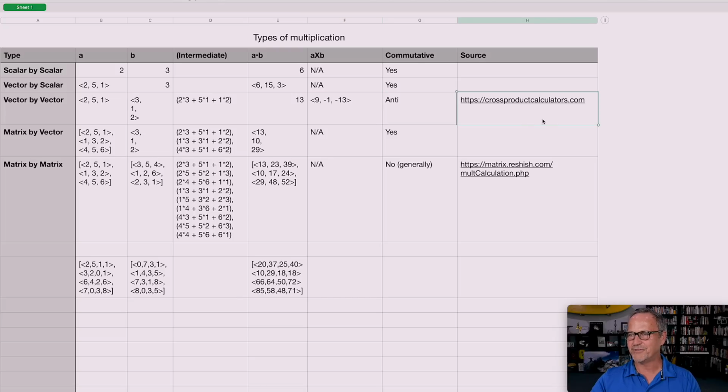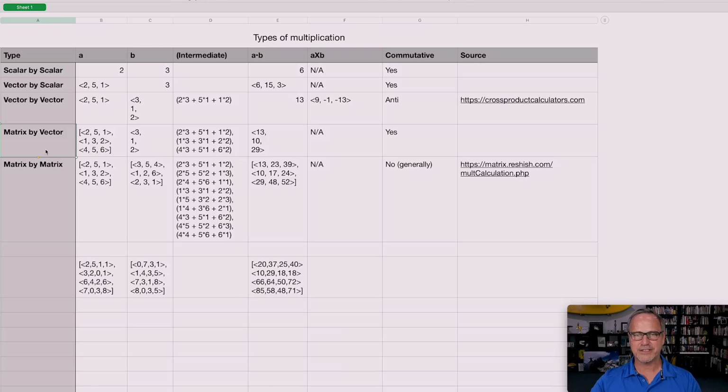So I actually went to crossproductcalculators.com. So you're welcome to go play with that. They have explanations and stuff if you're interested. But I'm not going to touch on that because while it's used for 3D animation and stuff, and so it's actually really important for that, it's not very important for machine learning.